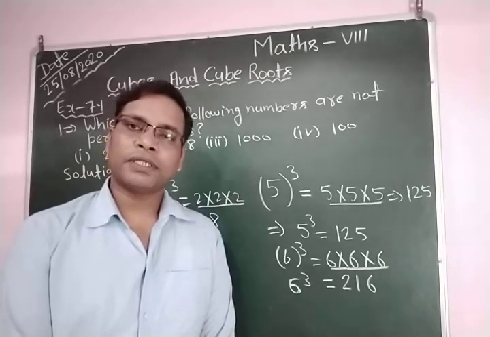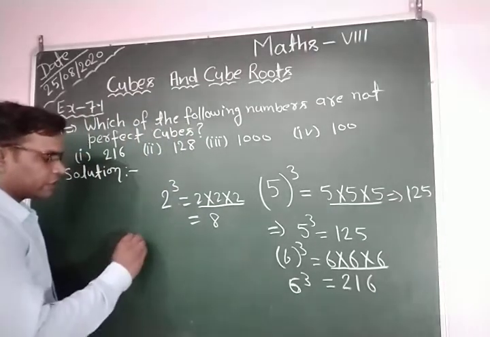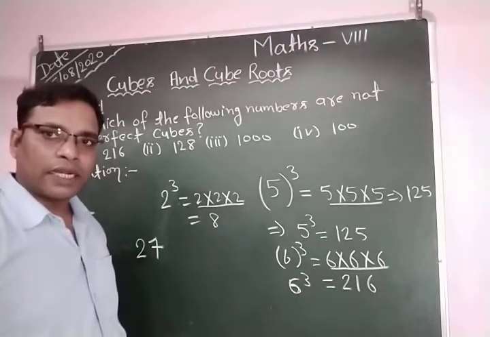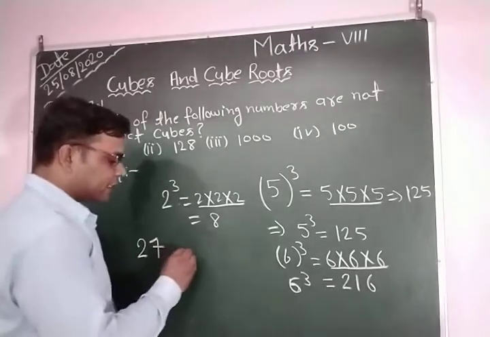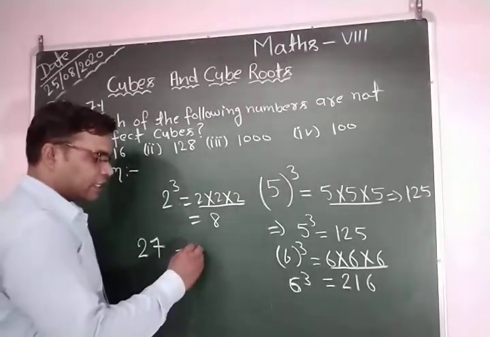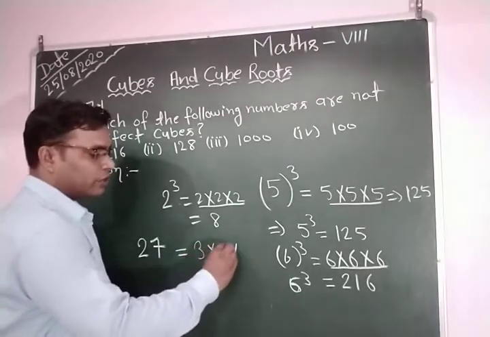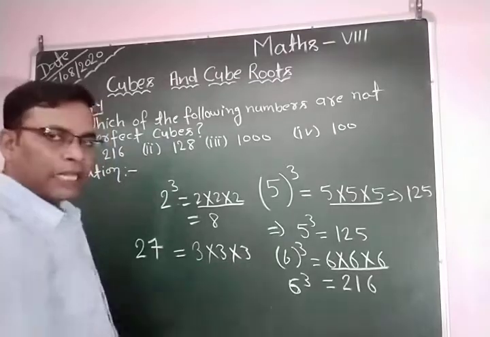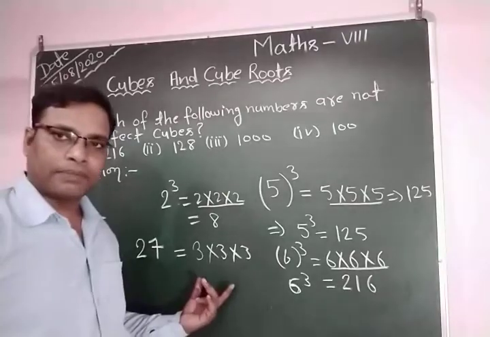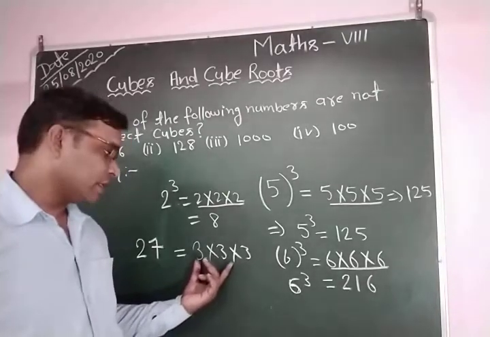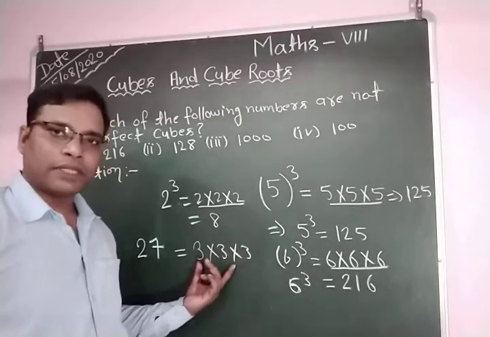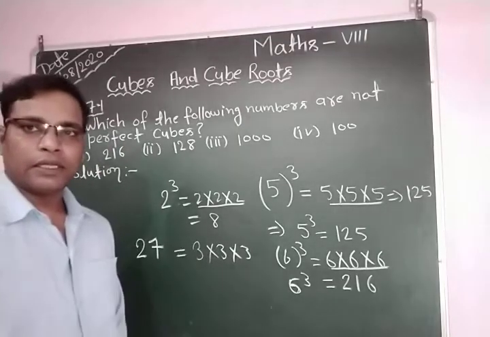For example, take 27. Is 27 the cube of any number or not? First we can express 27 as a product of prime factors. So you can see here 3 into 3 into 3. Here we express 27 as a product of prime factors, and you can see this prime number is in a group of 3. So you can say 27 is a perfect cube.